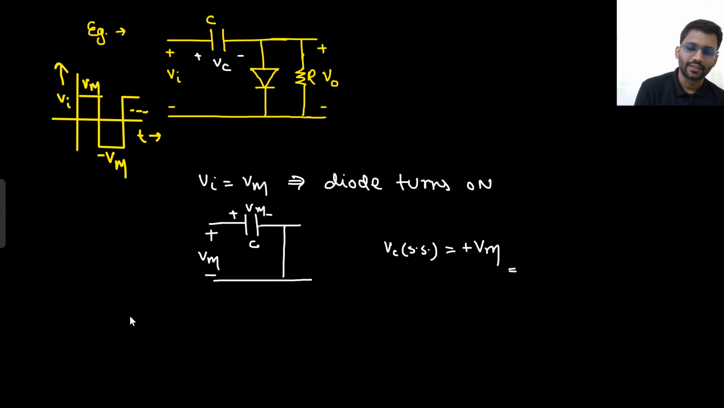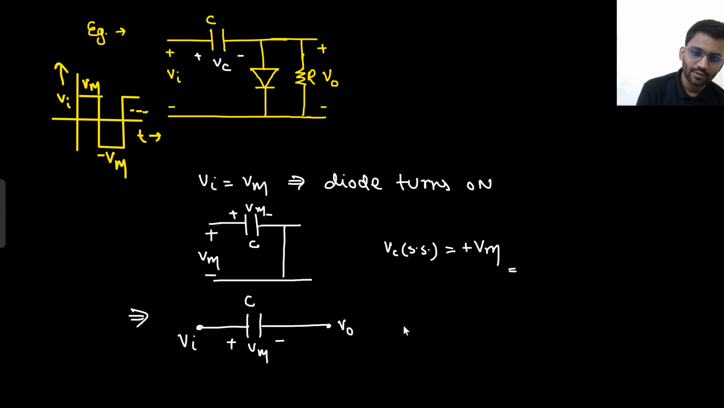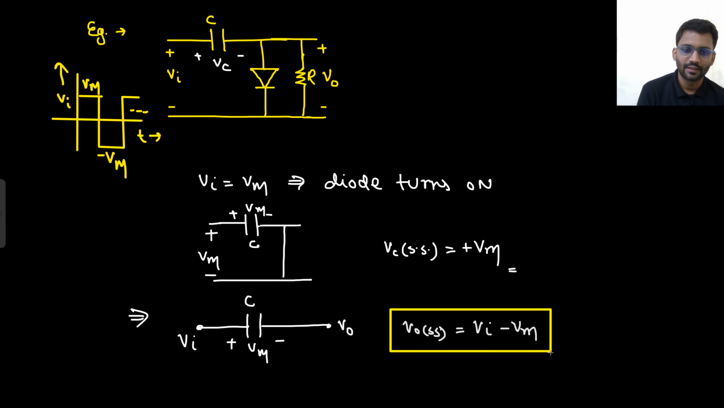So what will be our steady state output? No need to make the complete circuit, just the capacitor voltage and the input. This is your input Vin, this is your capacitor voltage Vm, and this is your output. V naught steady state is V in minus Vm. That's it. And here also you can see that this is a negative clamper, so it is shifting the waveform downward.